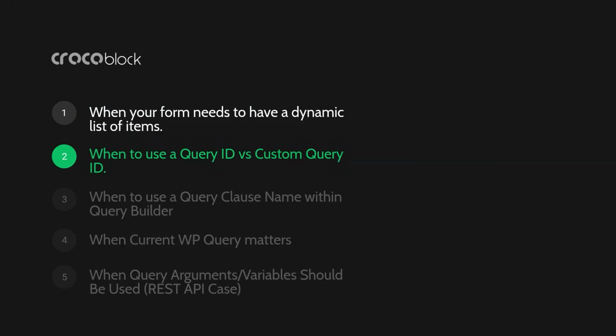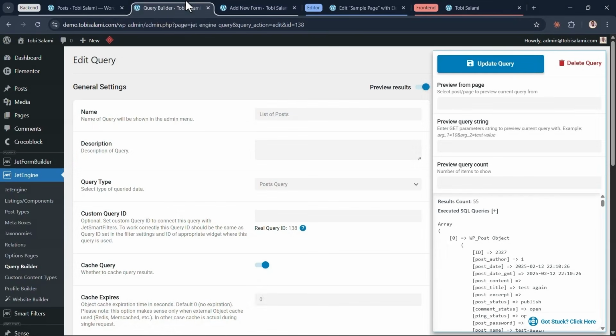Remember that we said we're going to be talking about when to use a query ID versus when to use a custom query ID. And right here is when we use the real query ID. And where do we get that from? We come back inside of that query we created, come inside of real query ID, which you see inside of here, and copy that.